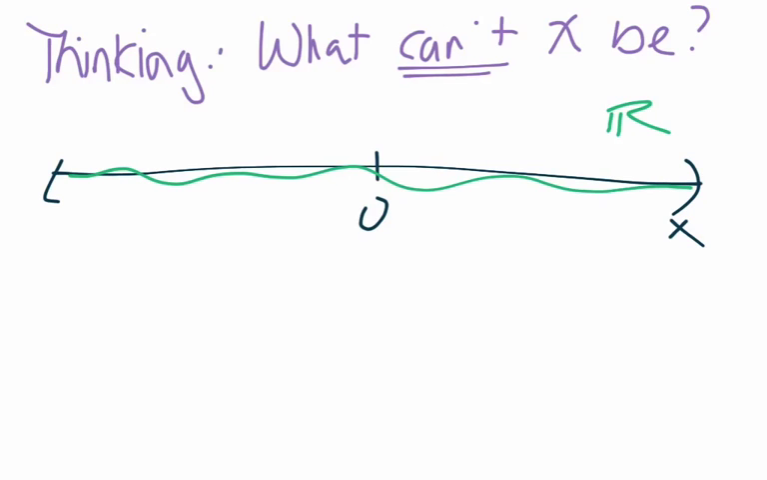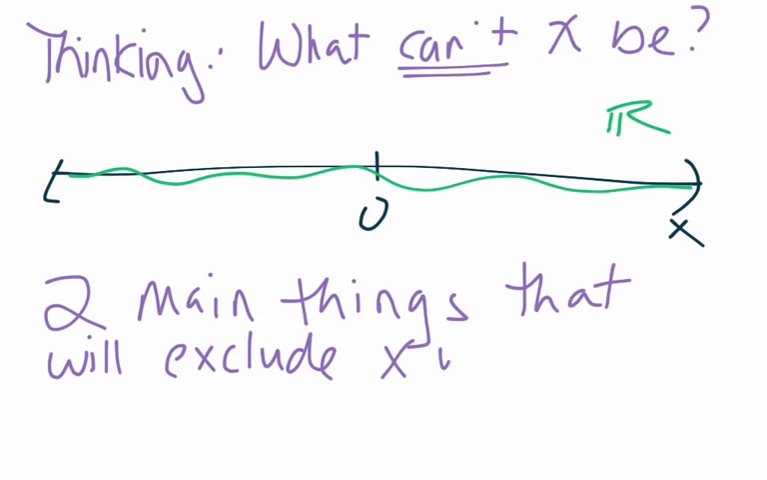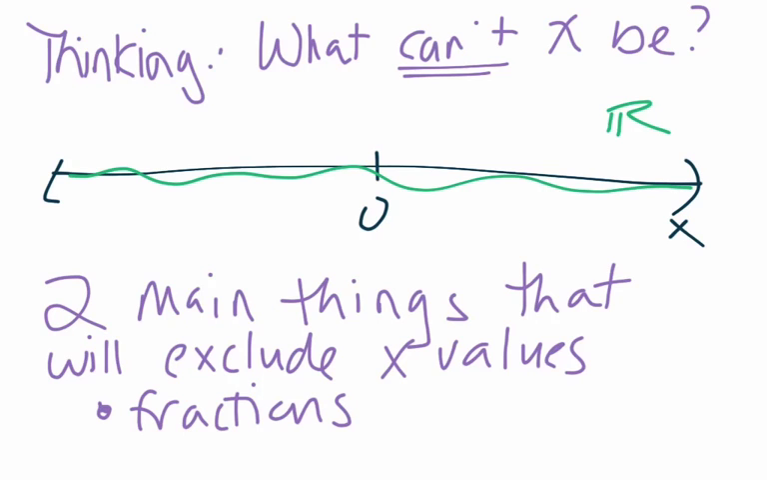Now, there are two main things that will exclude X values. And those two things are fractions and square roots. All right, those are going to be the two main things.